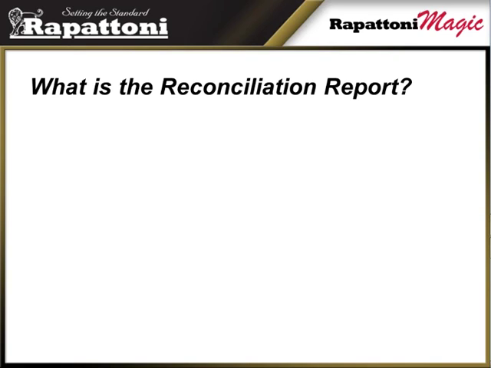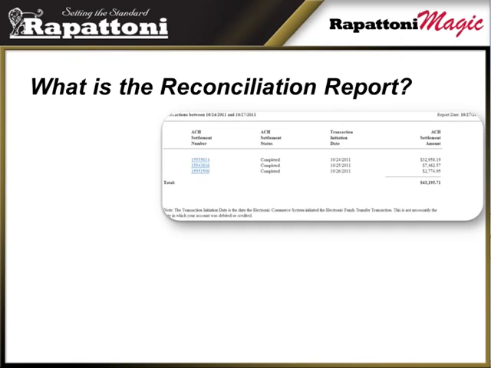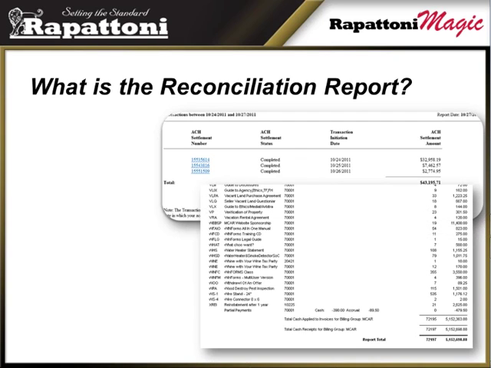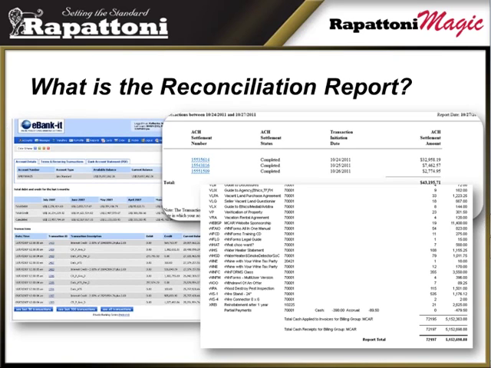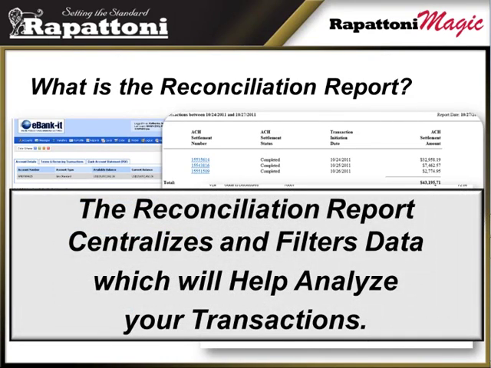What is a reconciliation report? Now, when you're reconciling your numbers, you're pulling from a number of different sources that have a number of different values, even though a lot of times they are the same transactions. Like, for instance, the e-commerce reports, or reports within your Magic software, or maybe your bank statement you're comparing. The reconciliation report is a tool that will centralize and filter your data, which will help analyze your transactions and help you find the bottom line. Essentially, help you compare apples to apples.